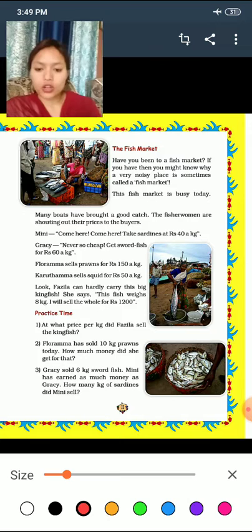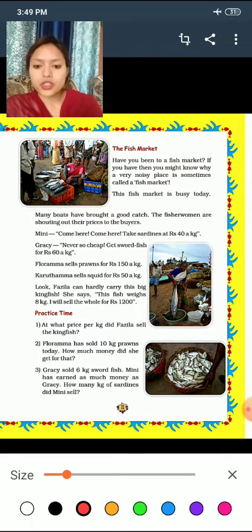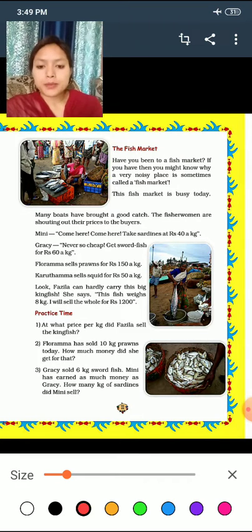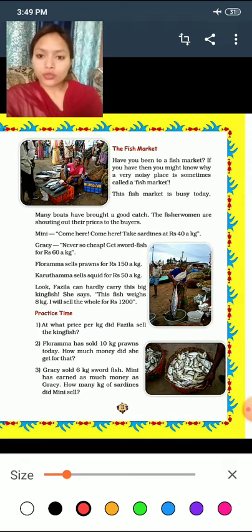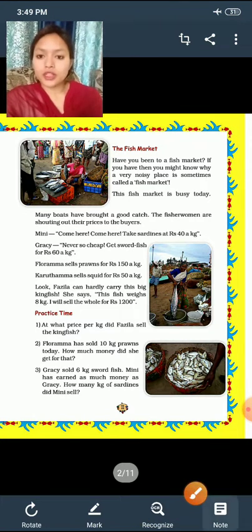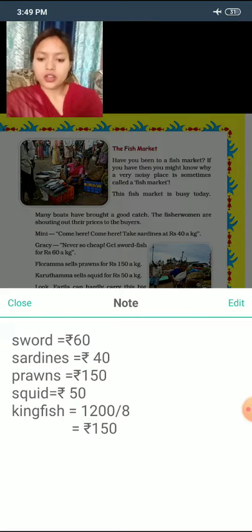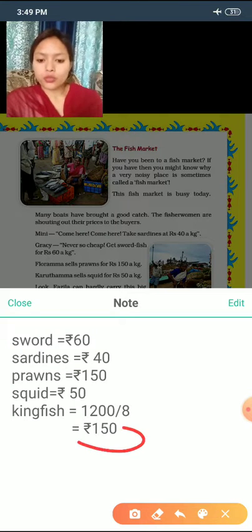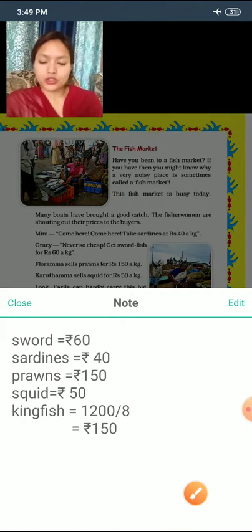Now some questions are given here. Let's solve them one by one. The first question is, at what price per kg did Fazila sell the kingfish? It is asked what will be the cost of 1 kg kingfish. Here we have solved that the cost of 1 kg kingfish will be 150. Similarly, we'll solve the other question.